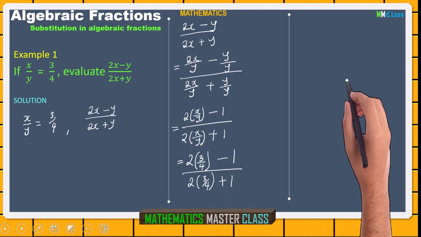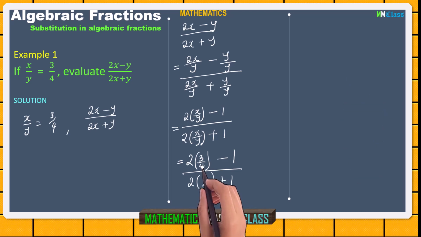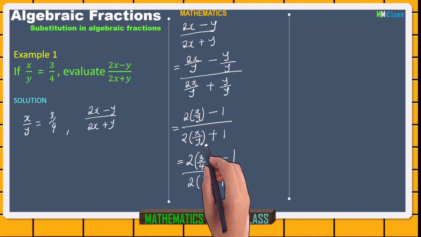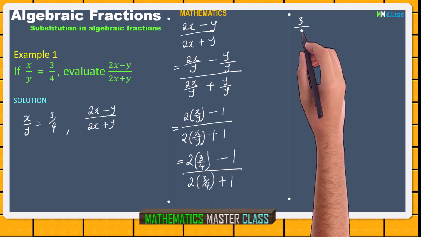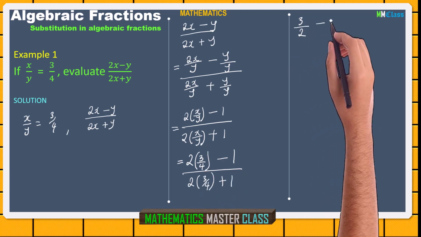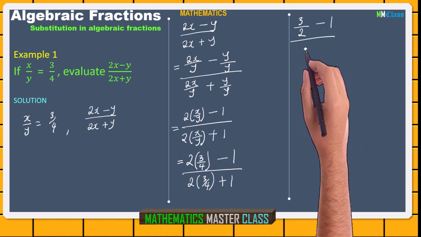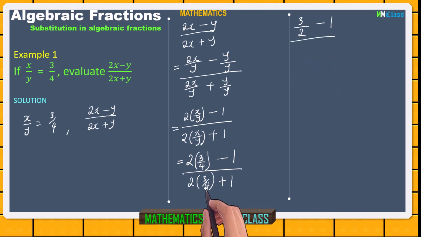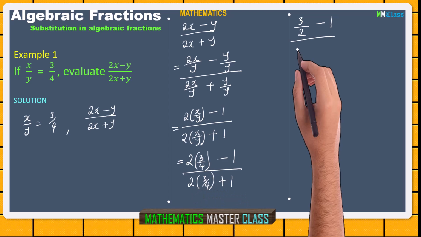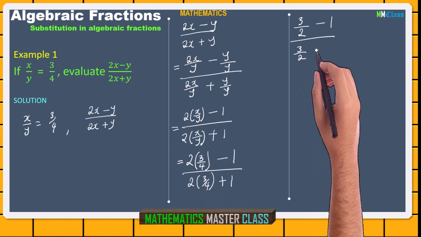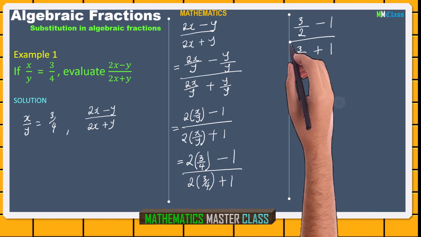So now, 2 can divide 4. If 2 goes into 4, we are going to have 2. So here we have 3 over 2 minus 1 all over the same thing here, 2 can divide 4, so we now get 3 over 2 again plus 1 here.